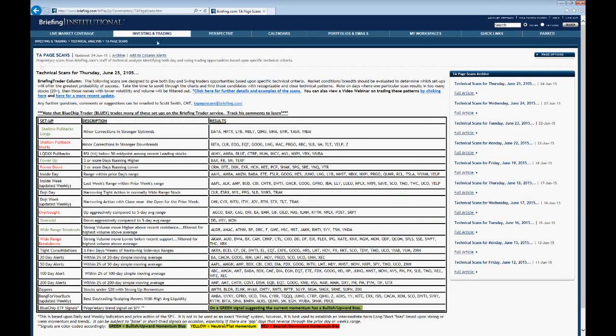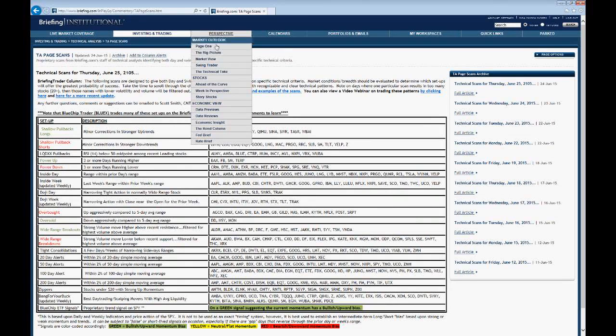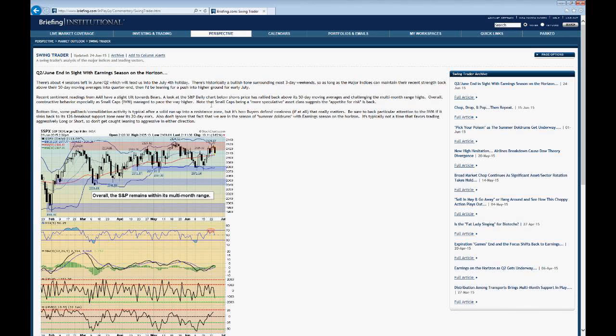Just before I go to this TA scans page, I do want to point out that under Perspective, there's a column here called Swing Trader. And I update this page about once, maybe twice a week, depending on how I see market conditions developing.